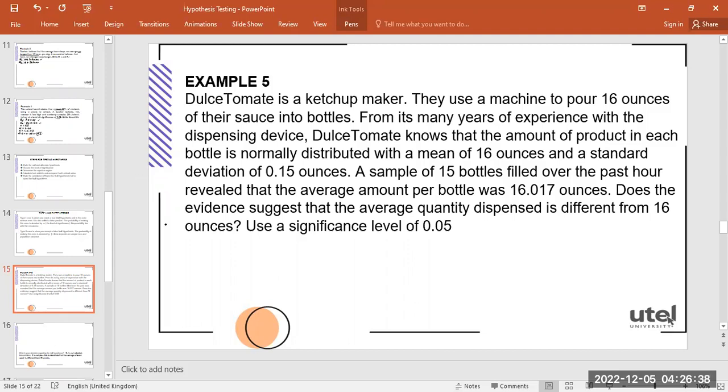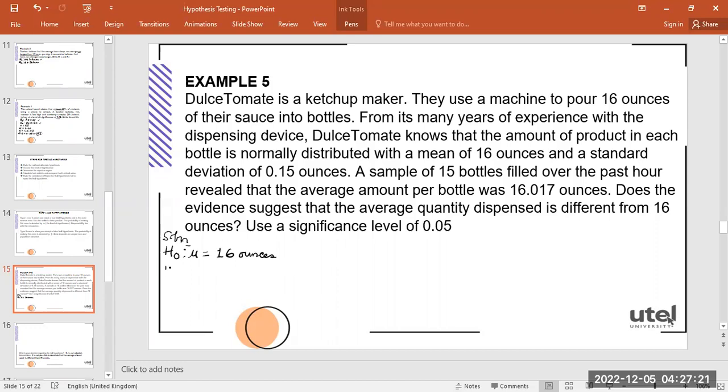Now, to find the solution to this problem, the first thing we need to do is, like we say, state our null hypothesis and alternative hypothesis, and also bring out all the other statistical data that we've been given. Now, the null hypothesis states H0 such that mu, the average amount of paste inside the bottle, is 16 ounces.